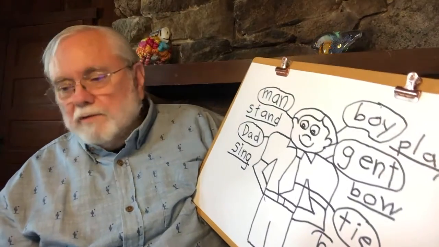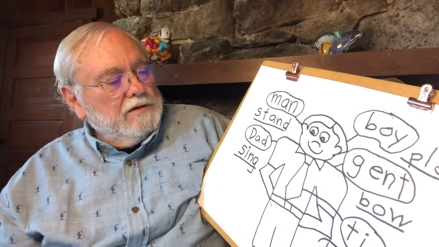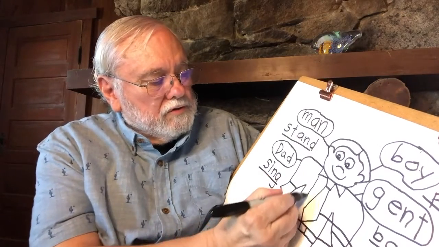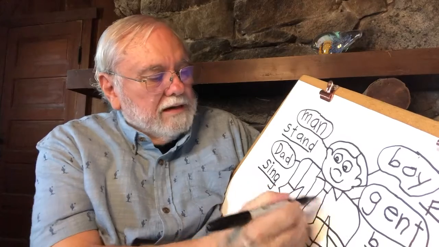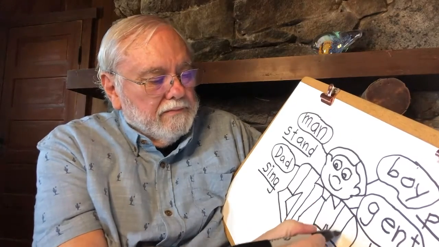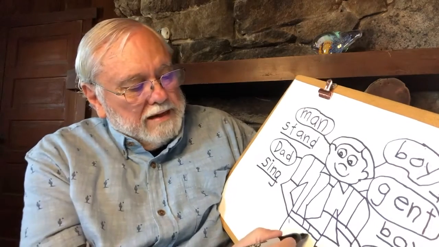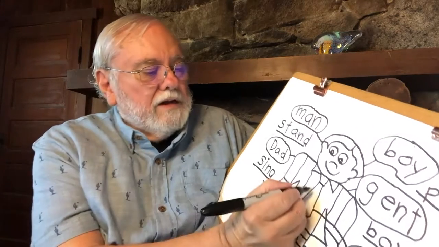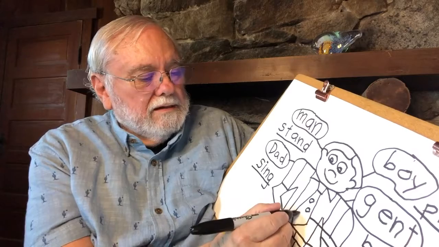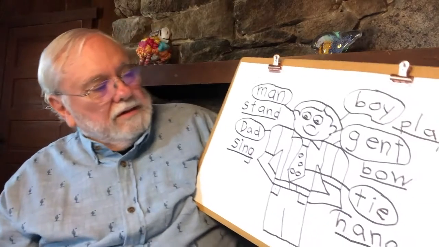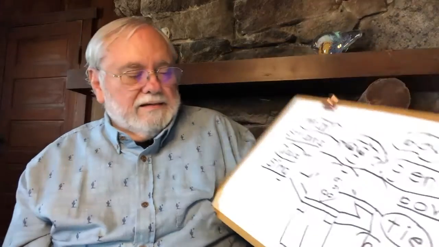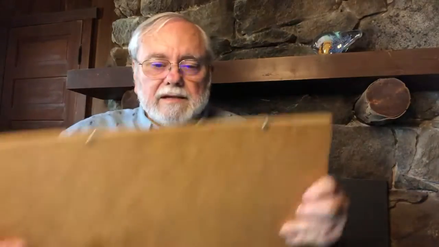So now we could keep going and label lots of parts of our man. We could also give his shirt some stripes, and we could label the word stripe. We could give his pants a pocket, and we could label the pockets. We could give his tie some polka dots, and we can label polka dots. So we could just fill our whole paper with lots of words like that. Okay?